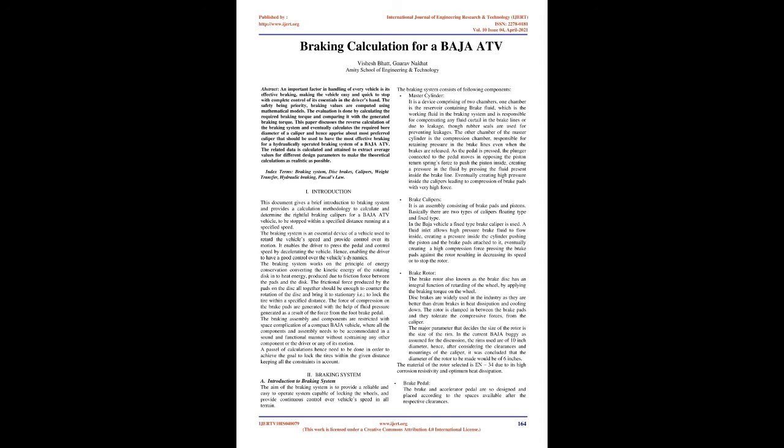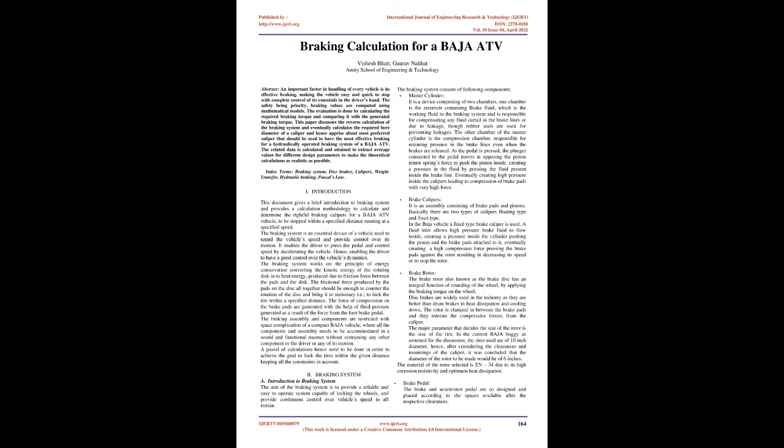The braking assembly and components are restricted by space complication of a compact BAJA vehicle, where all the components and assembly need to be accommodated in a sound and functional manner without restraining any other component or the driver or any of its motion. A number of calculations hence need to be done in order to achieve the goal to lock the tires within the given distance, keeping all the constraints in account. 2. Braking system. An introduction to the braking system. The aim of the braking system is to provide a reliable and easy to operate system capable of locking the wheels, and provide continuous control over vehicle speed in all terrain.